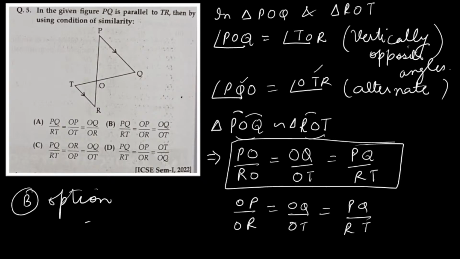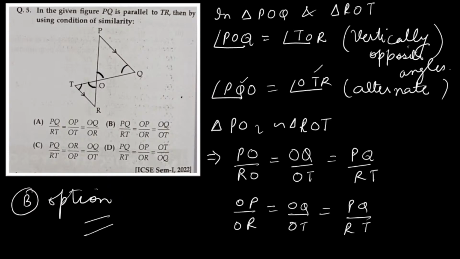You don't have to look at the other options. Option B you can mark. So first of all, you have to prove the similarity. After similarity, because we are using angle similarity, we'll get to know the equal angles. Based on equal angles, we will write the name of the triangle. After writing the name of the triangle, we can write the ratio of the corresponding sides.